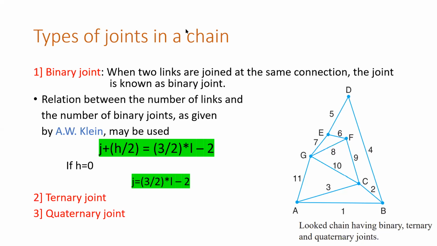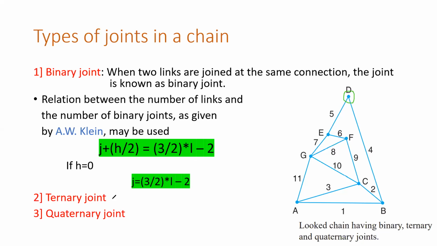Here you can see there are 11 links, and these 11 links are connected with each other at some points. If you see this particular point D, at point D only two links are connected, that is link 4 and link 5. So I will call D a binary joint, right?